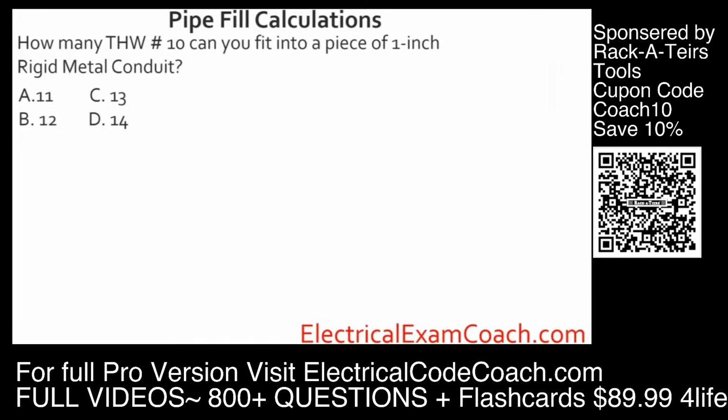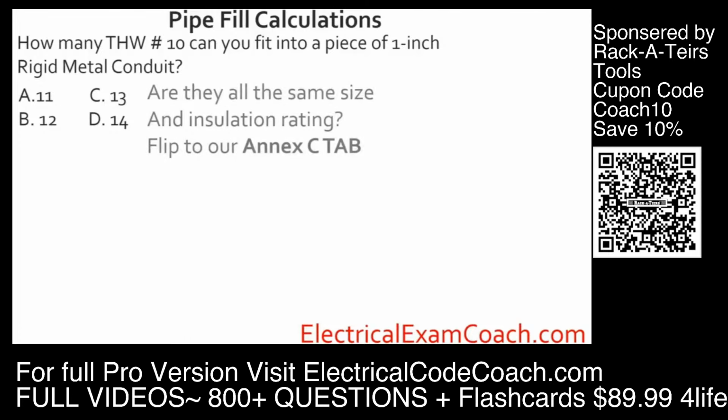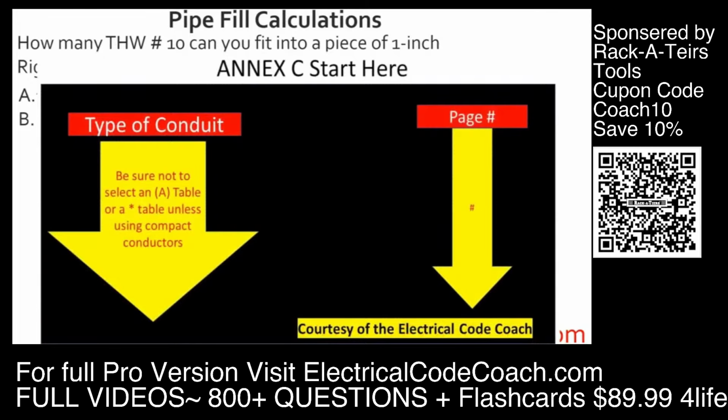How many THW, number 10, can you fit inside of a piece of 1 inch rigid metal conduit? The first question we ask ourselves is, are they all of the same size and insulation rating? They are, so we're going to head to Annex C using our Annex C tab. When we get to the Annex C Start Here page, we're going to start on the left-hand side until we find our type of conduit, which was rigid metal conduit.